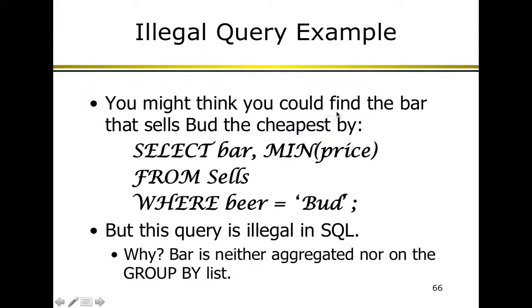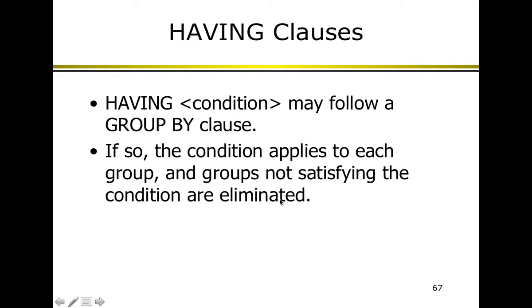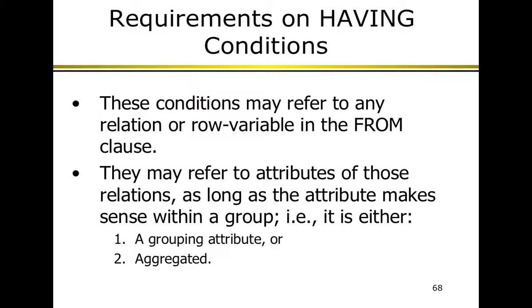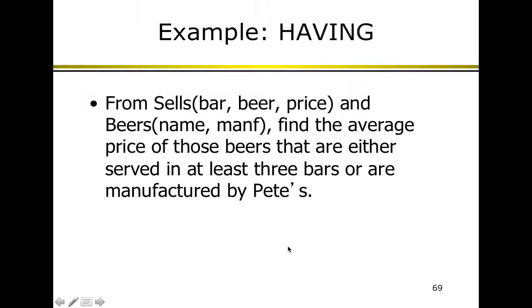You might think you can find the bars that sell Bud the cheapest. Having may follow a group by clause. If so, the condition applies to each group, and the groups not satisfied by the condition are eliminated. What does having mean? Well, you can put it with a group by. Having a condition is kind of like an extra where. Group it by this, having this. So the condition may refer to a relation or a row, and it has to be either part of the group by grouping attribute or the aggregate.